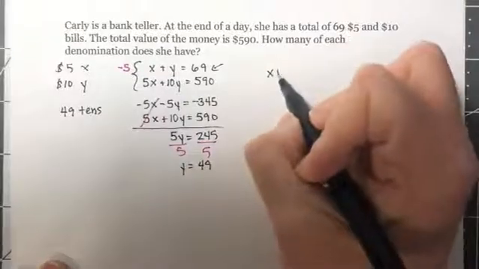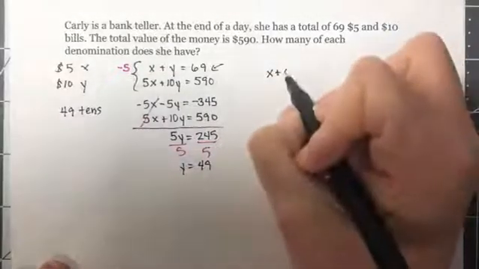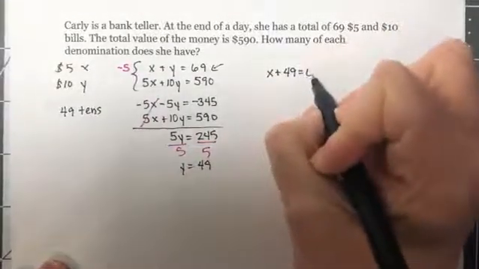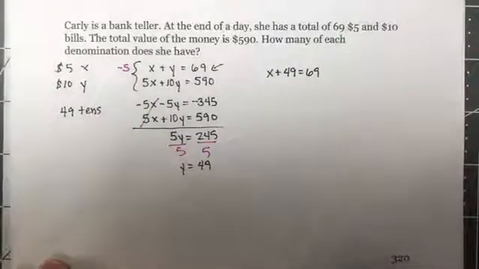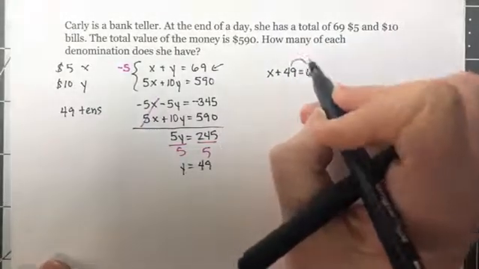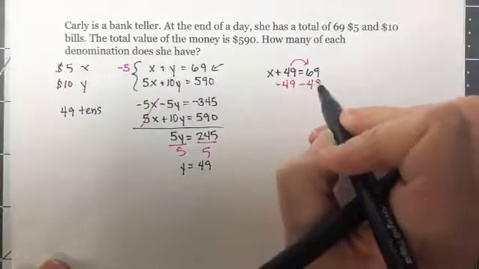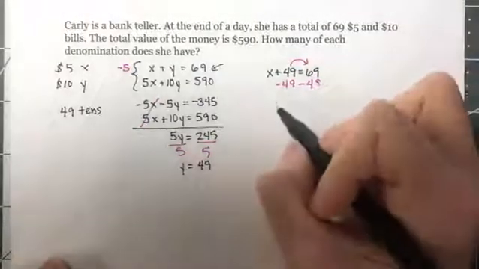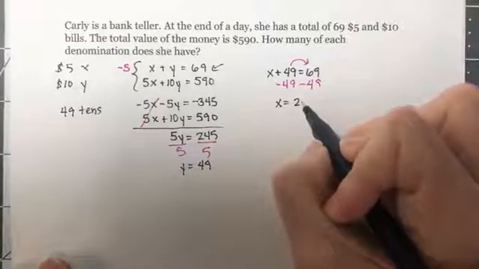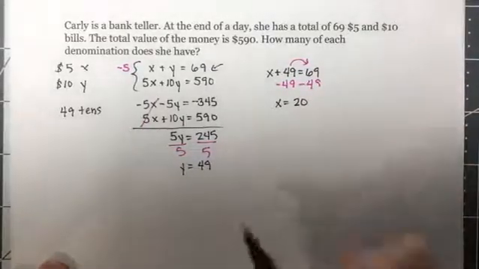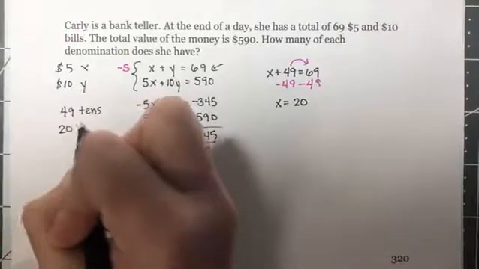X plus y, and y is 49, is equal to 69. To solve for x, I need to move this over here, so I'm going to subtract 49 from both sides. And we get that x is equal to 20. Therefore, we have 20 5s.